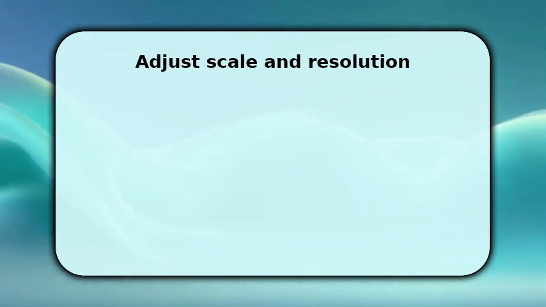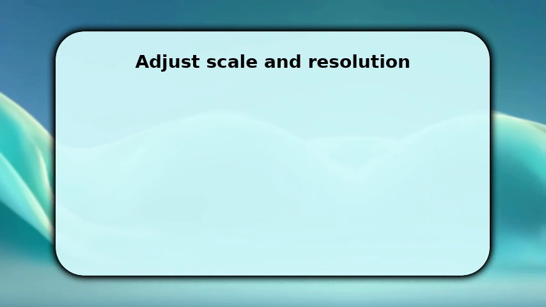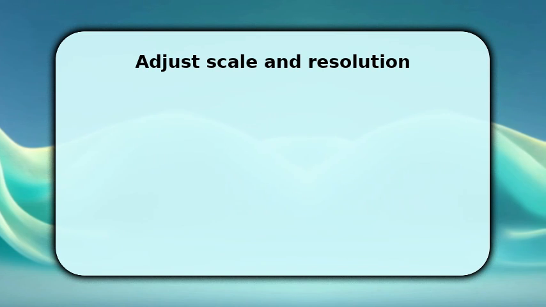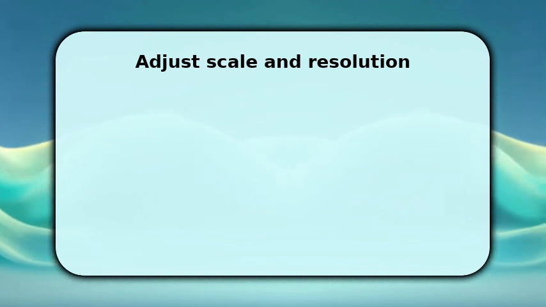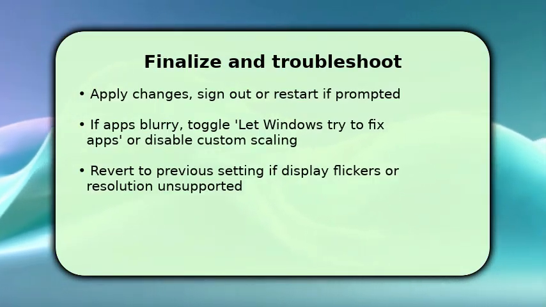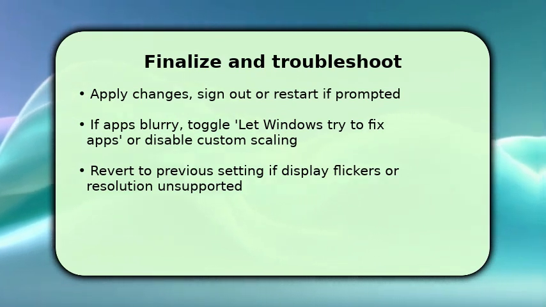If elements still look off, use advanced or custom scaling and enter a decimal percent like 112.5%, but test since some apps may blur. Make small adjustments and observe how both text and window layouts respond. You finish by applying changes and observing behavior for a few minutes. Sign out or restart if the system requests it to fully enforce scaling.